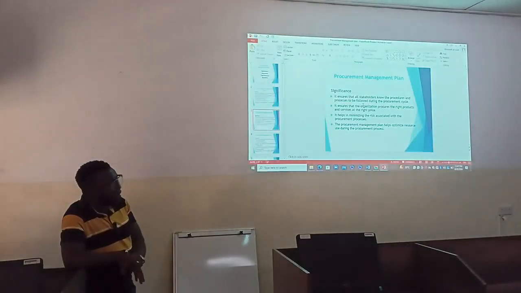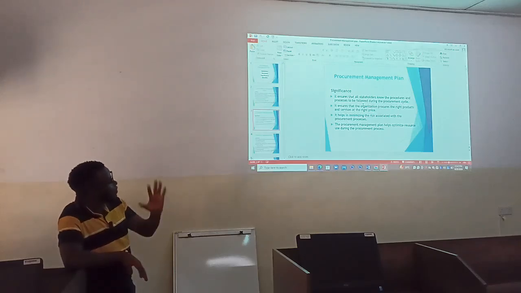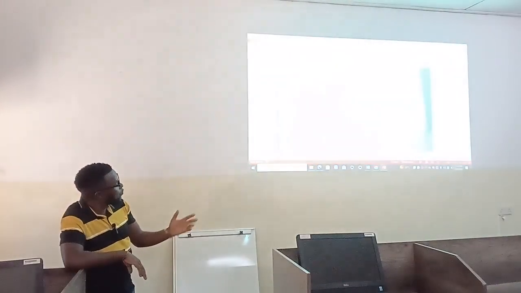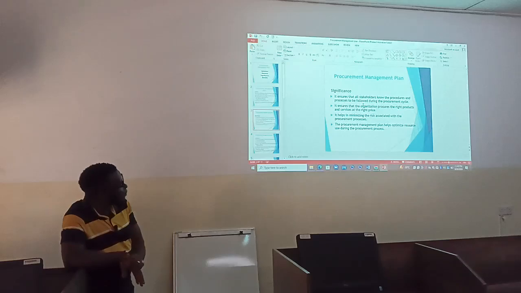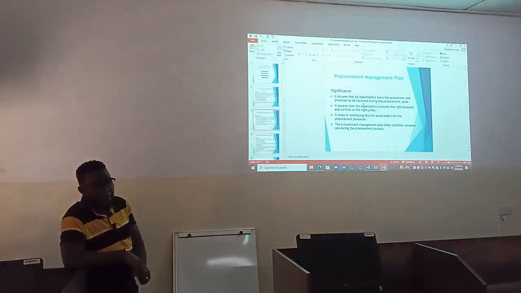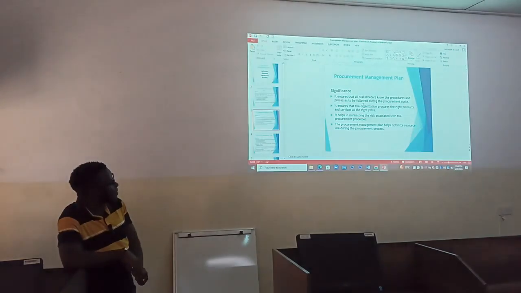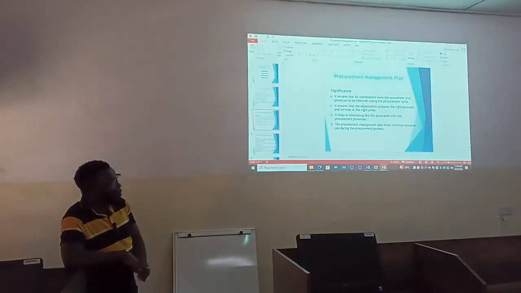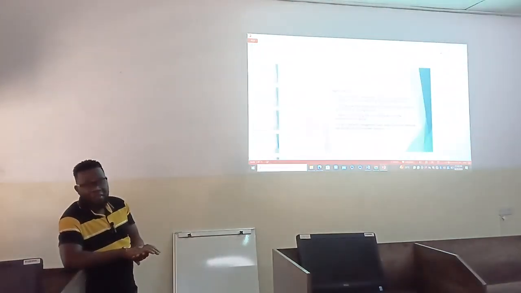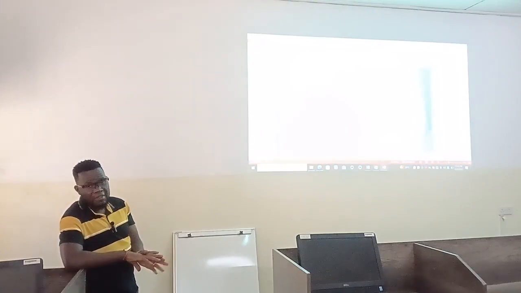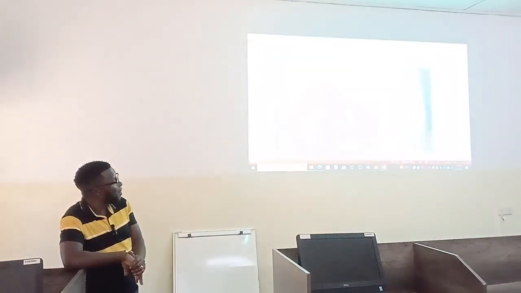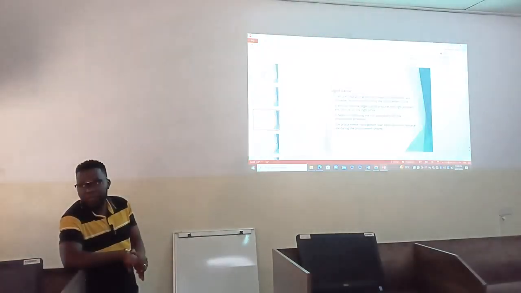So by having this document, at least it ensures that all these stakeholders know exactly what procedures are followed. It ensures that the organization procures the right products and services at the right price. At times, when you are in procurement or any other process, there are always risks associated with whatever you're doing. As far as the supply chain is concerned, there are always risks there. Now, having a well-defined plan, there are high chances that those risks can be minimized.